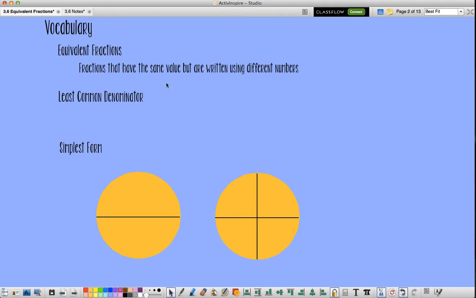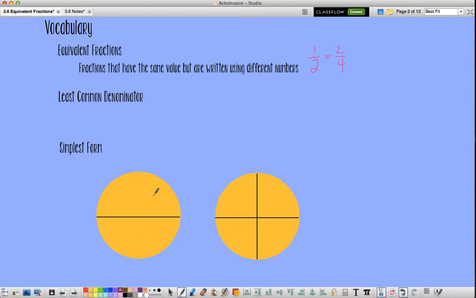So equivalent fractions are fractions that have the same value but are written using different numbers. So let's look at half. We know that 1/2 is the same thing as saying 2/4. These are what we call equivalent fractions. They are worth the same, but they have different numbers representing them.